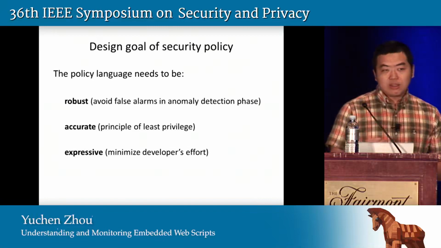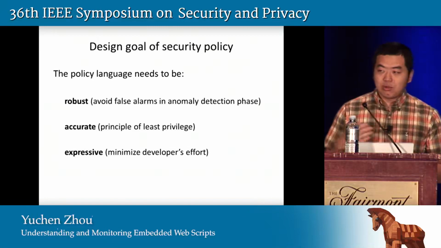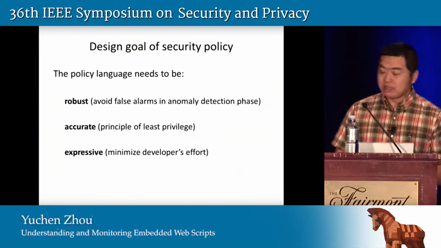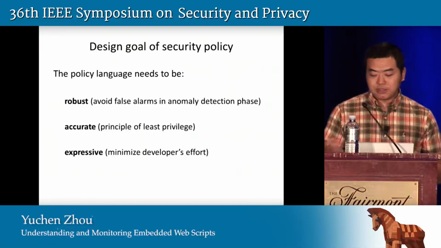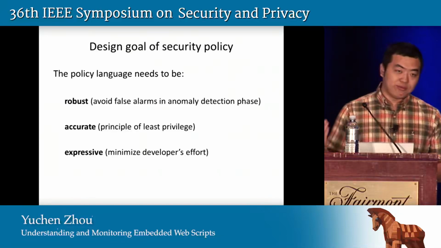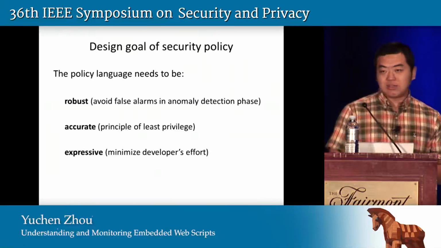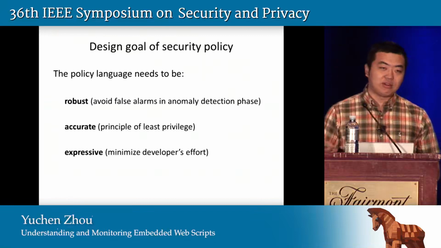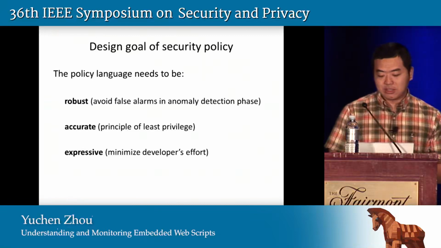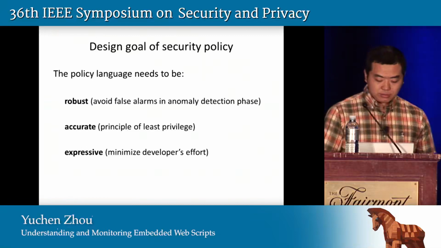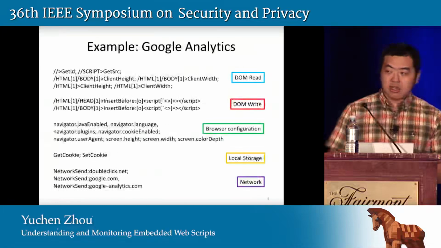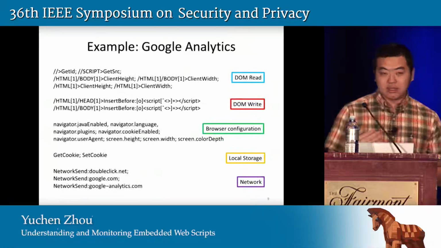And then it also must be very, very accurate so that we don't make the policy over-permissive, so that it must follow the principle of least privilege. And then finally, the policy should be expressive so that we can use the least amount of effort to create the most expressive policy to minimize the developer's effort. So let's actually look at a policy example of Google Analytics.